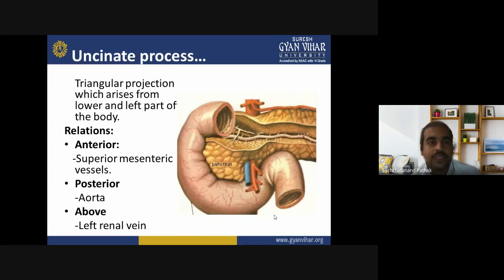Uncinate process is a triangular projection which arises from the lower and left part of the body, and its relations: anterior having the superior mesenteric vessels, posterior having the aorta, and above is the left renal vein.